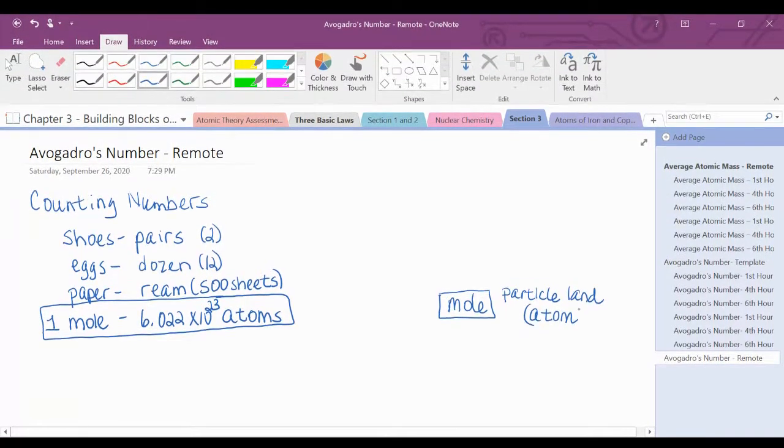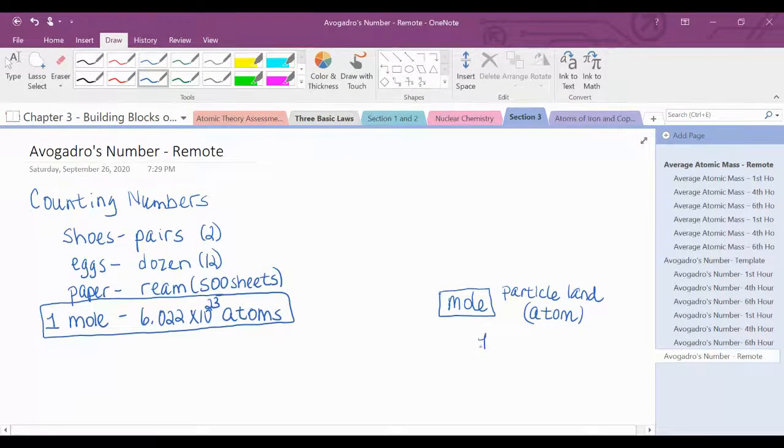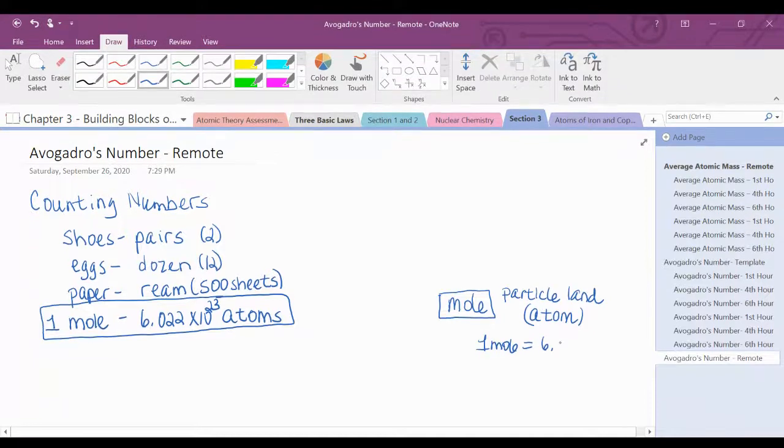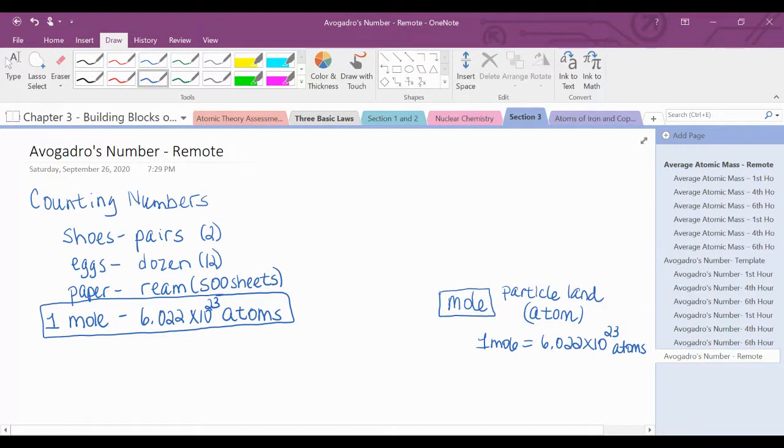And so the relationship we're going to use is that 1 mole is equal to 6.022 times 10 to the 23rd atoms. So this is going to be our conversion factor, which means we're going to be using dimensional analysis again in this chapter. All right, so we're going to look at a couple of problems.